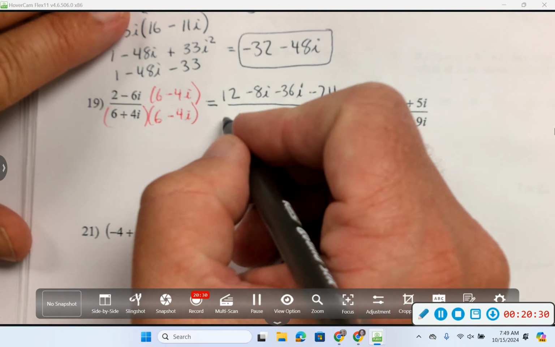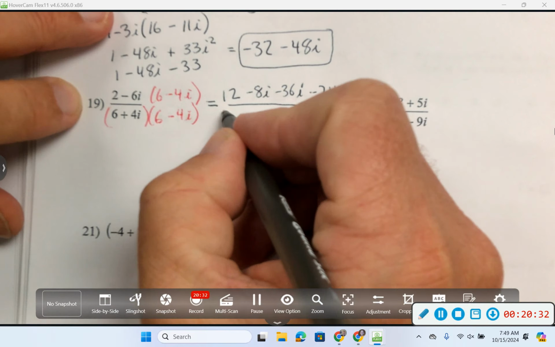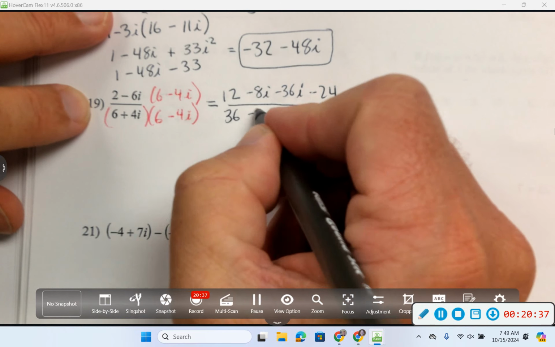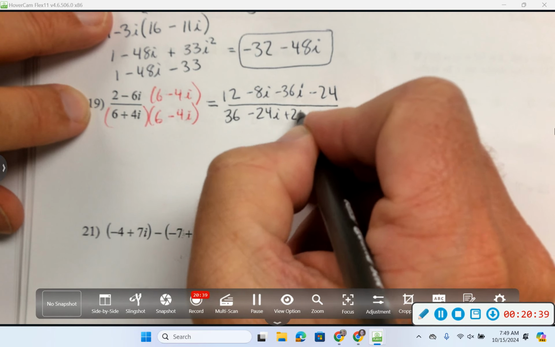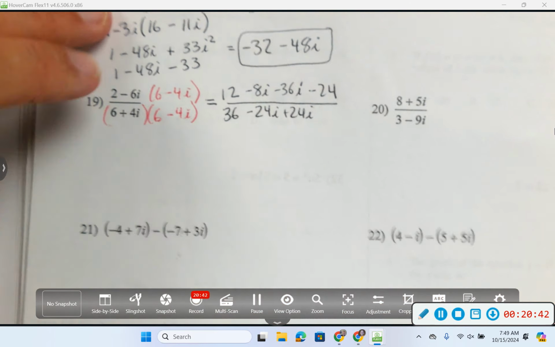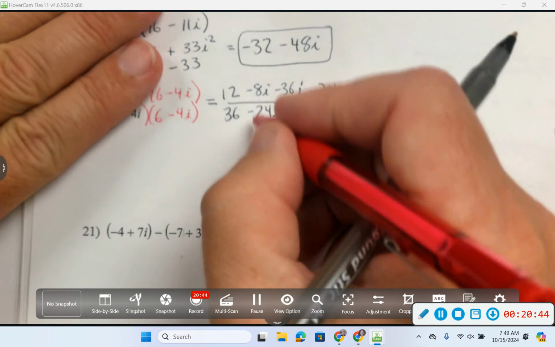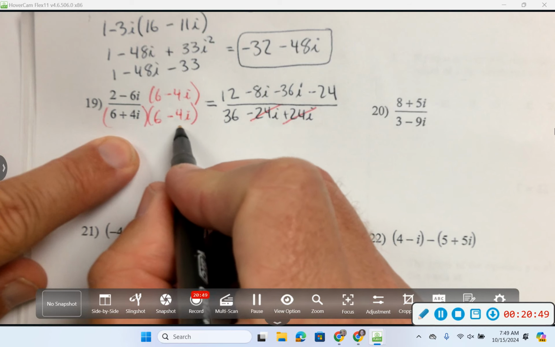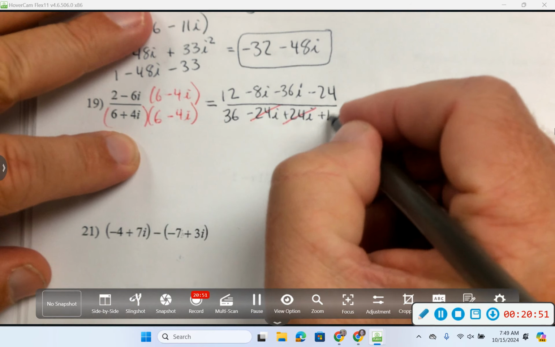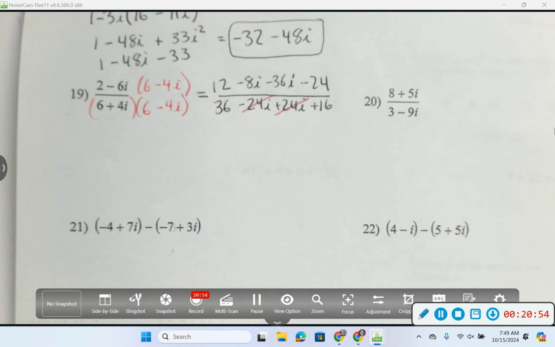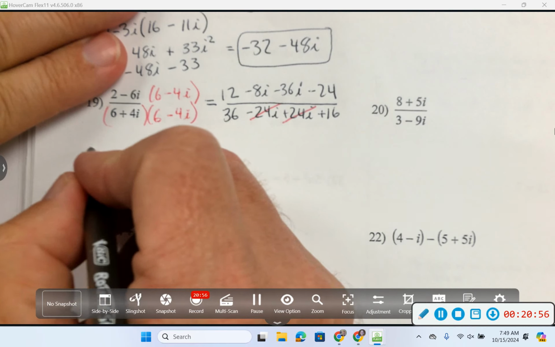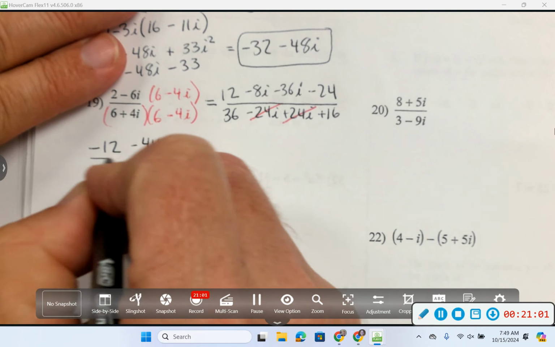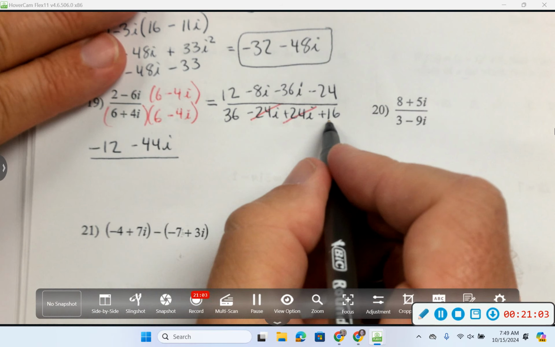Dangerous game, skipping steps. In the denominator, 36. Oh, y'all did the numerator. I was like, what? Minus 24i plus 24i. That always happens, right? That's why we multiply by the conjugate, so that those i terms will go away. And then minus 16i squared, which is plus 16. So negative 12 minus 44i all over 52.